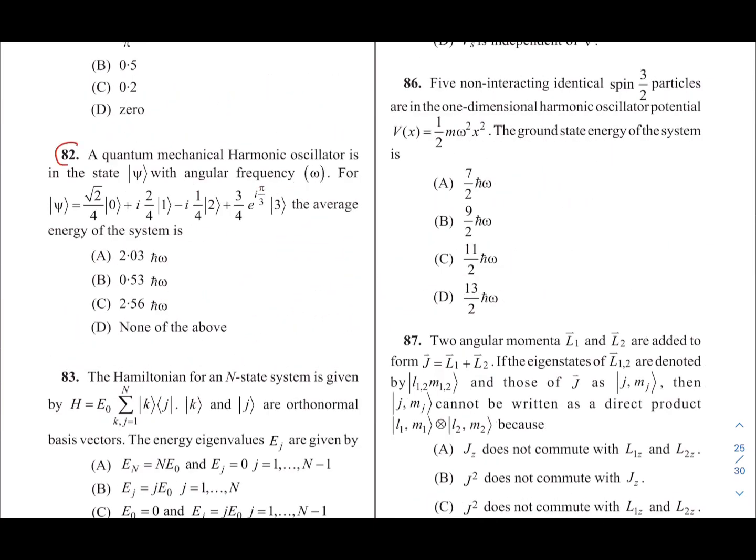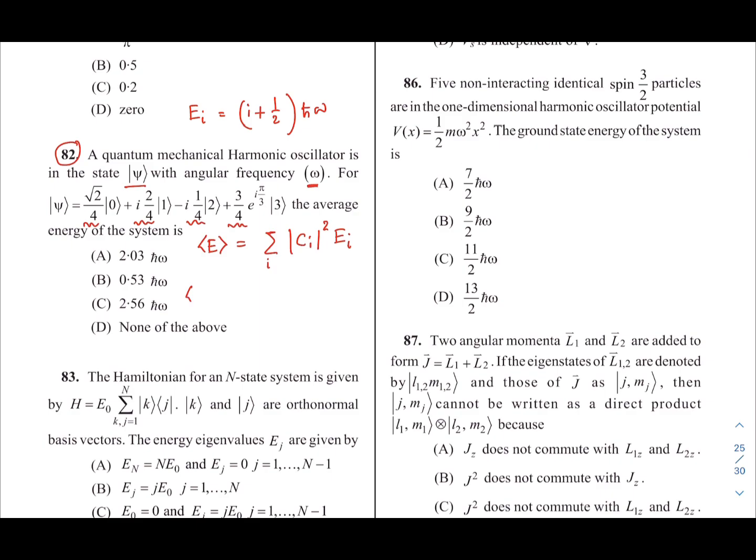Problem number 82. A quantum mechanical harmonic oscillator is in the state psi, which is given by this, with the angular frequency omega. We have to find the average energy of the system. So the average energy of the system is given by the sum over i of |Ci| squared times Ei. The Ci's are the coefficients and Ei's are the eigenvalues for the energy eigenstates. Ei is equal to (i plus half) times h bar omega.